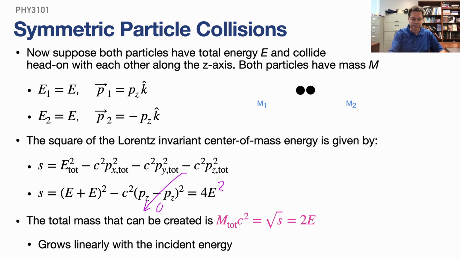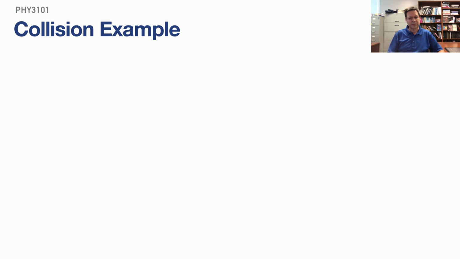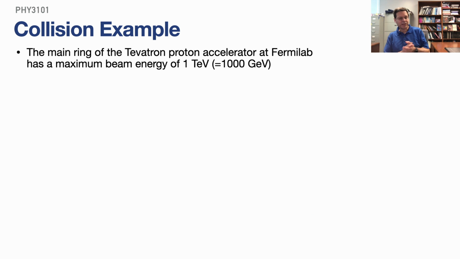So let me illustrate that with some examples. Let's do an example of collisions. And I'll take a real example, an accelerator in the US called the Tevatron, which is located at Fermilab, which is basically a short way of referring to the Fermi National Accelerator Laboratory. That accelerator has a maximum proton beam energy of 1 TeV, 1 trillion electron volts, which is 1,000 GeV, or 1,000 giga electron volts.